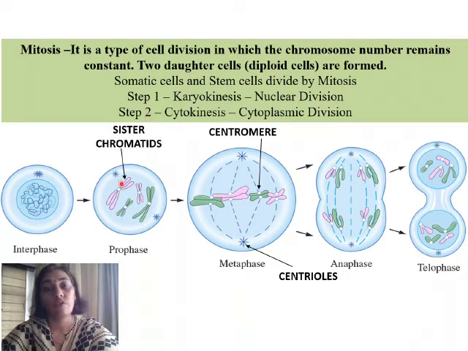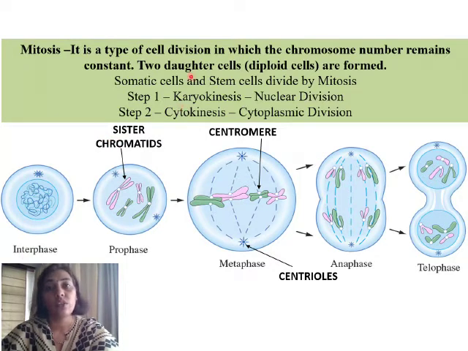There are four phases that are involved in mitosis. One is prophase, then metaphase, anaphase, and lastly telophase. Whereas the very first one, that is interphase, is a preparatory phase. That is, the cell is preparing itself for mitosis or cell division. Here the nuclear material goes on increasing and the cell prepares itself for cell division. So that is called interphase.